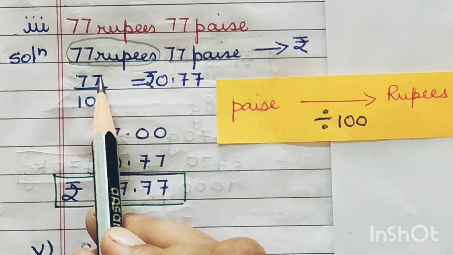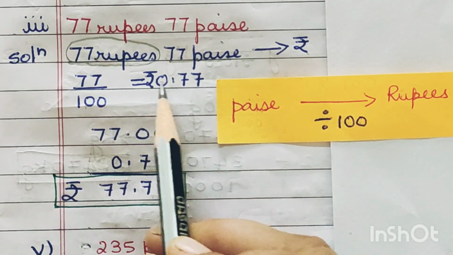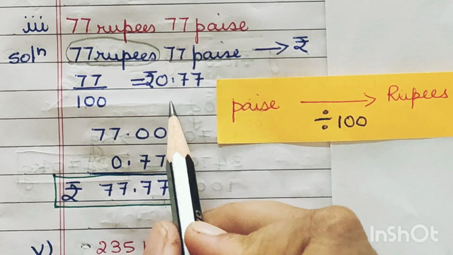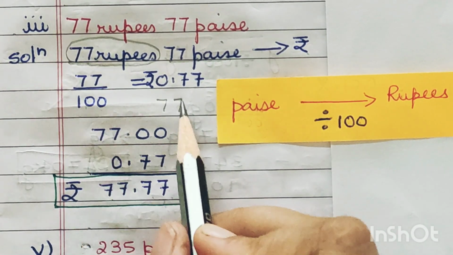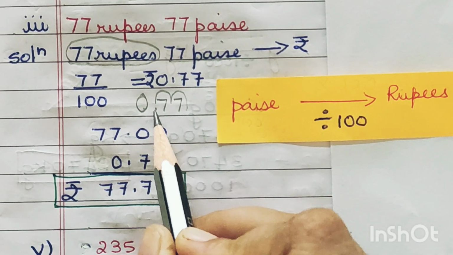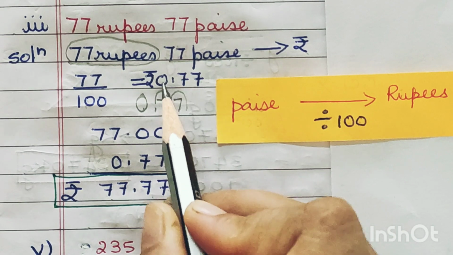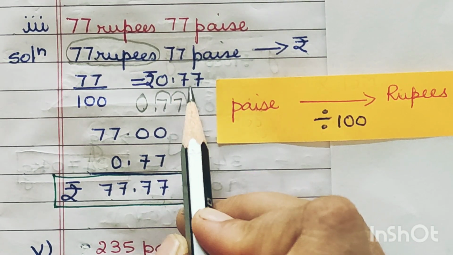So 77 divided by 100 gives you a converted value in terms of rupees. Now you have 77, the decimal point is here. Now these two zeros are there, so 1, 2, put the decimal point here, 0. So 0.77 rupees. This is how we have converted 77 paise to rupees.